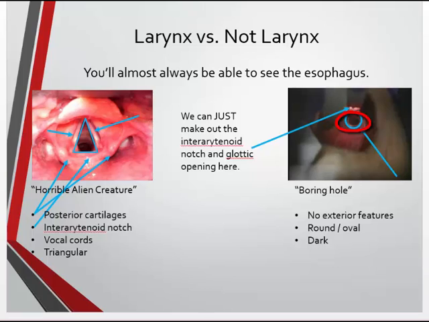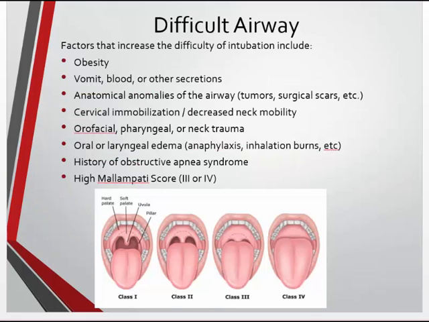There's nothing there. In this picture, you can actually see just the very bottom of the glottic opening here, with the posterior cartilages just above the esophagus. So don't get them confused. You should be able to visualize your tube going in, and if you can't, that's what the bougie is going to be for. But don't put anything in the boring hole.